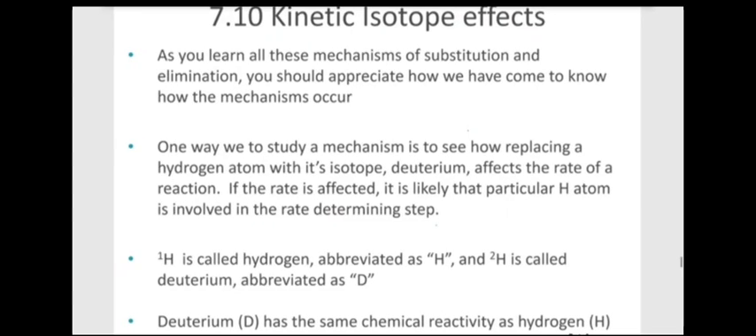So as we learn all these mechanisms of substitution and elimination, you should appreciate how we have come to know how the mechanisms occur. So one way to study a mechanism is to see how replacing a hydrogen atom with its isotope deuterium affects the rate of a reaction. So if the rate is affected, it is likely that particular hydrogen atom is involved in the rate determining step.